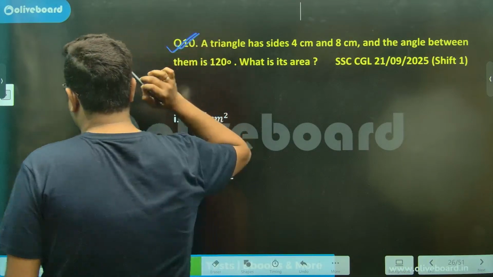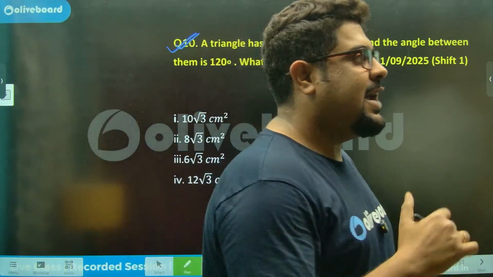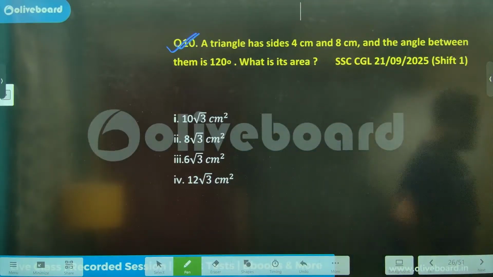Now, a very good question. For those who know, they will give you the answer in 10 seconds. And for those who don't, they will say, sir, let's move to the next question.